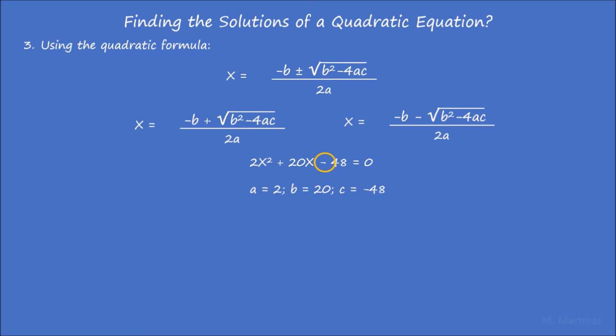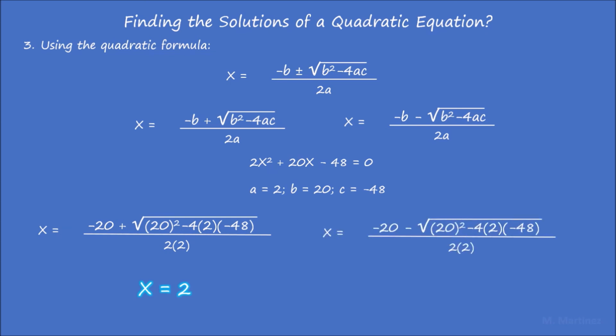Now, let's substitute these values into the quadratic formula. For the first solution, x will be equal to negative 20, plus the square root of the quantity 20 squared minus 4 times 2 times negative 48, all over 2 times 2. From here, we will be able to get the value of x, which is equal to 2. Now let's take a look at the second solution. For the second solution, x will be equal to negative 20, minus the square root of the quantity 20 squared minus 4 times 2 times negative 48, all over 2 times 2. From here, we will get the value of x, which is equal to negative 12. As you can see, it's the same answer that we got earlier when we used the completing the square method.